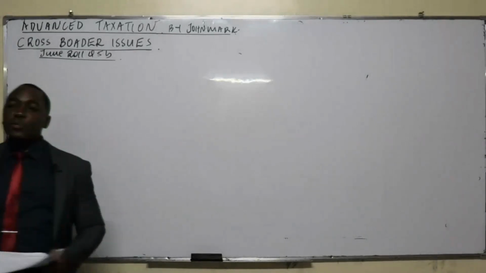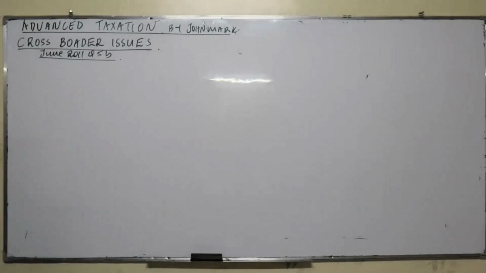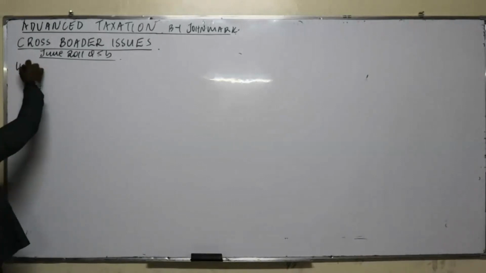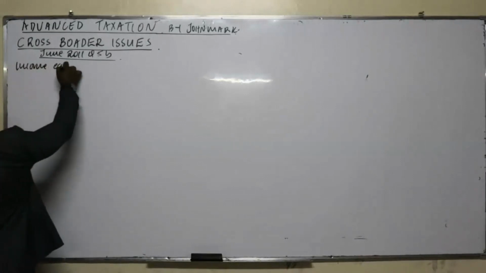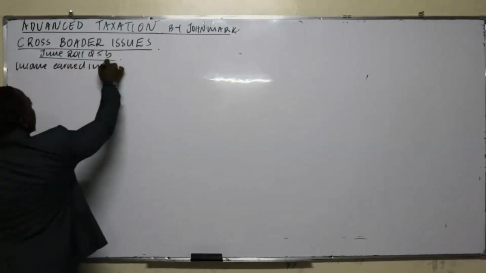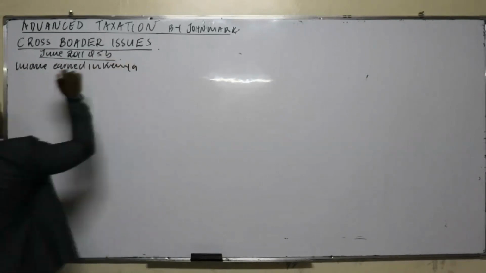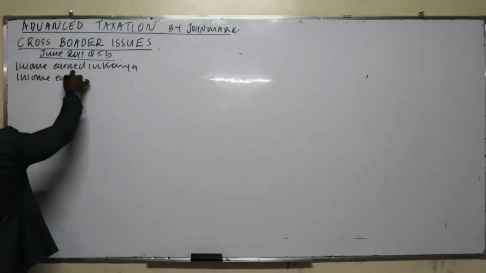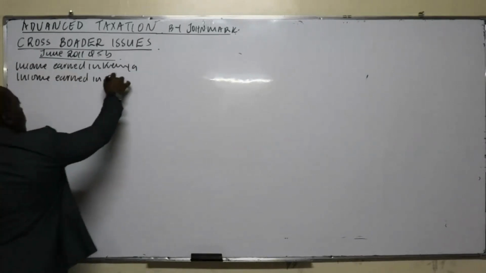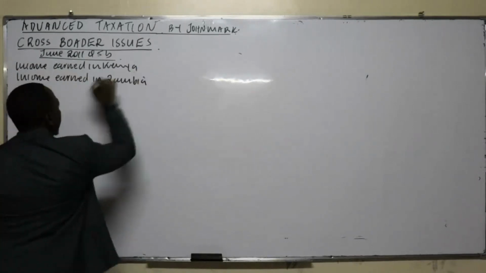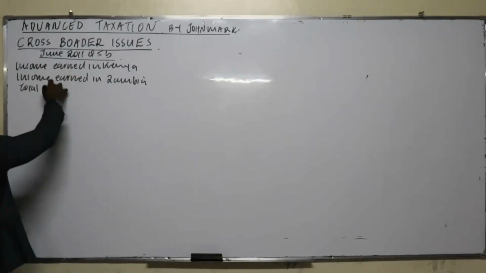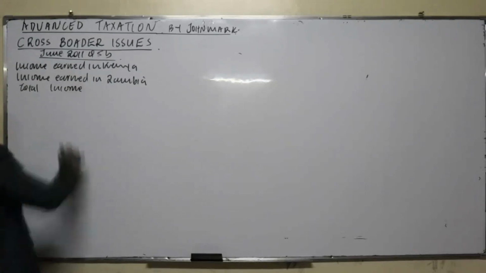Now, what are some of the steps in determining the double tax relief? Step number one, you take the income earned in the home country, that's Kenya. Then step number two, you determine the amount of income earned in the foreign country. In this case, we have Zambia. Then step number three, you aggregate the two. That's how you get the total income.